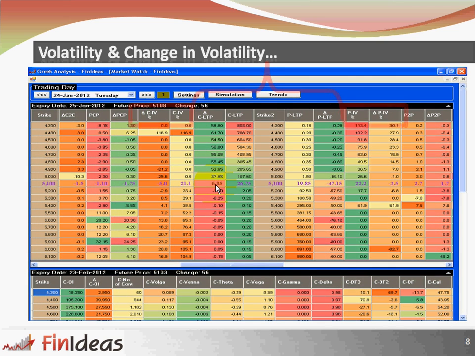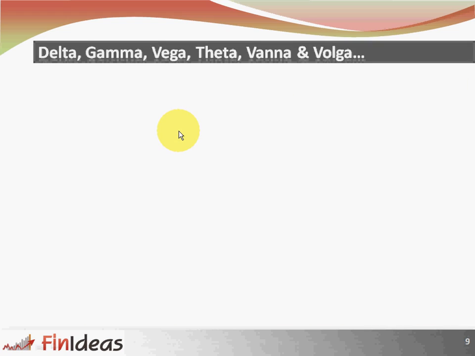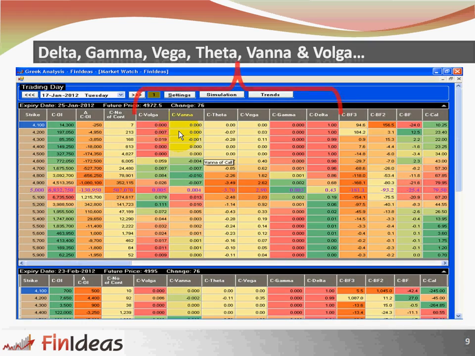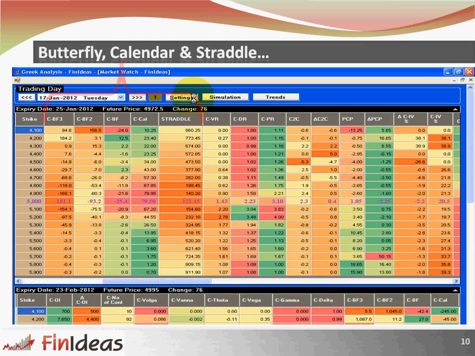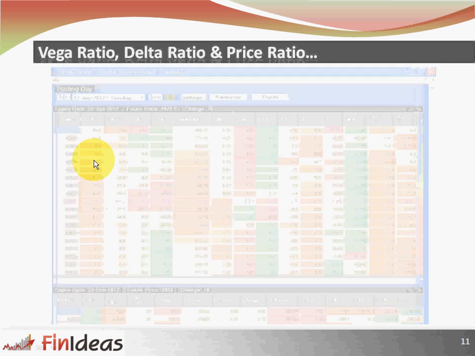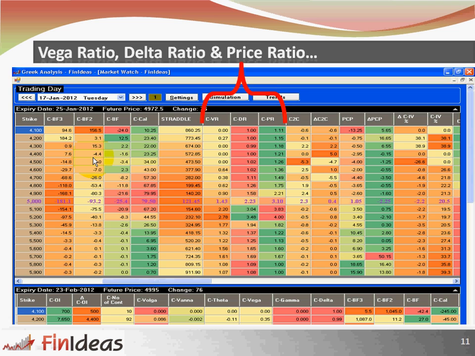You can see here volatility and change in volatility, implied volatilities on that day. Delta, Gamma, Vega, Theta, Volga and Vanna, all the Greeks are mentioned here. Butterfly, calendar and straddle strategies. Here the butterfly means 100 point butterfly, 200 point butterfly, 300 point butterfly. Ratio strategies, delta ratio, Vega ratio and price ratio.